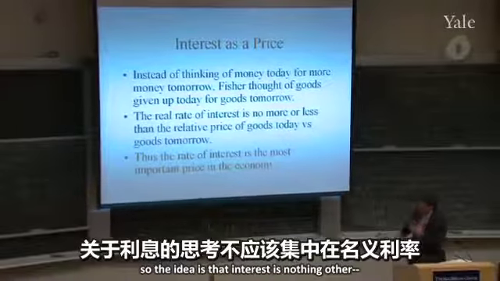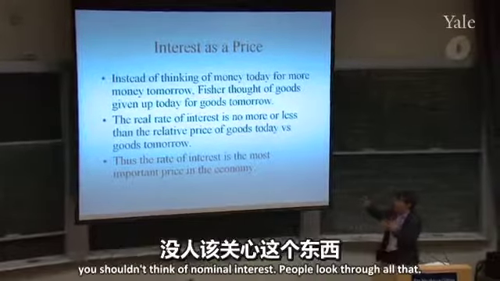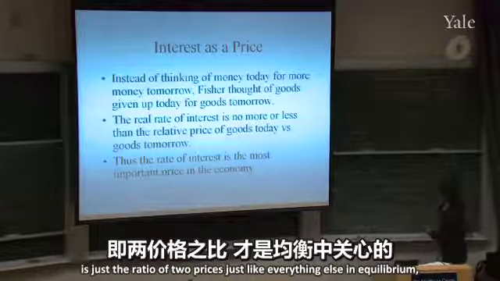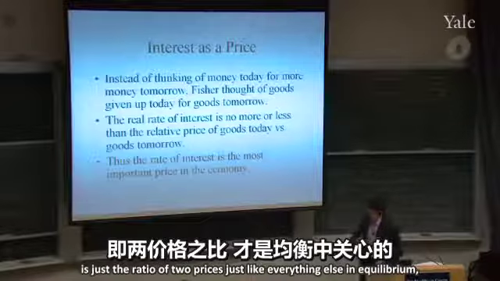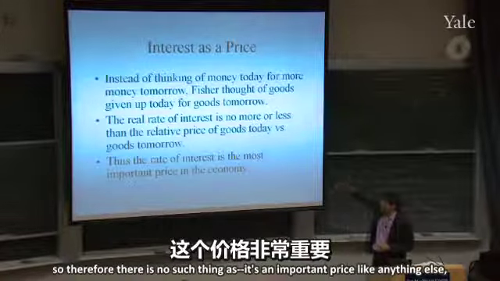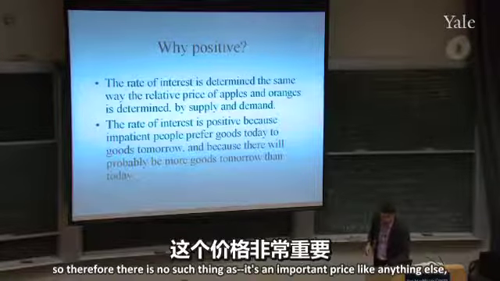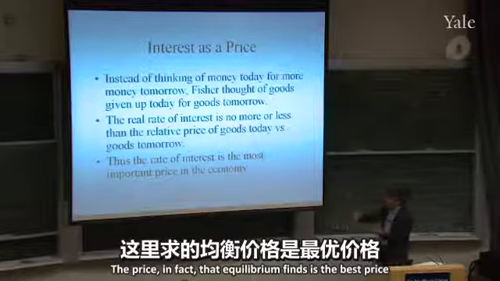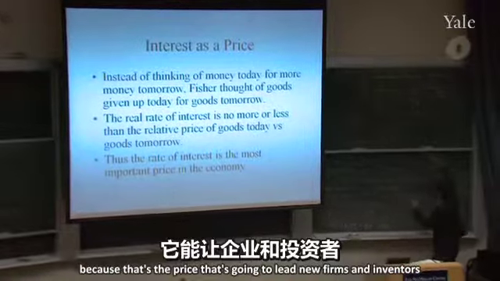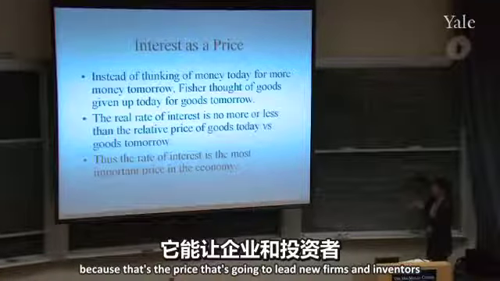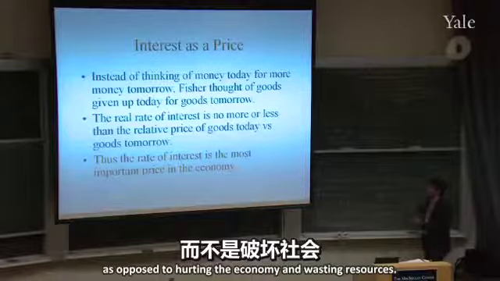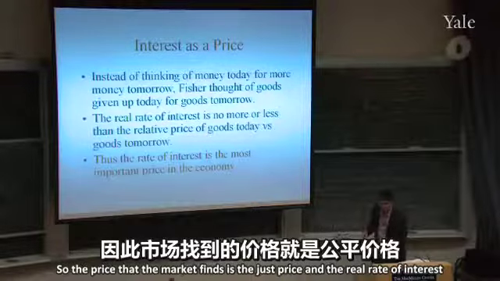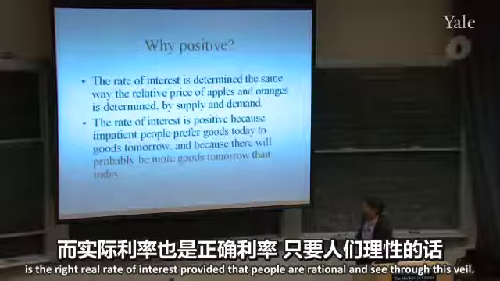So the idea is that you shouldn't think of nominal interest. People look through all that. They look at the real rate of interest. And the real rate of interest is just the ratio of two prices, just like everything else in equilibrium. It's an important price, like anything else. But maybe I forgot to say it: there's no such thing as a just price. The price that equilibrium finds is the best price, because that's the price that's going to lead new firms and inventors to use technologies that help the economy as opposed to hurting the economy and wasting resources. So the price that the market finds is the just price, and the real rate of interest is the right real rate of interest, provided that people are rational and see through this veil.